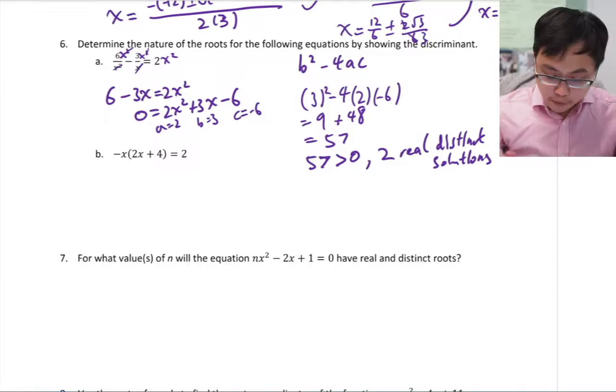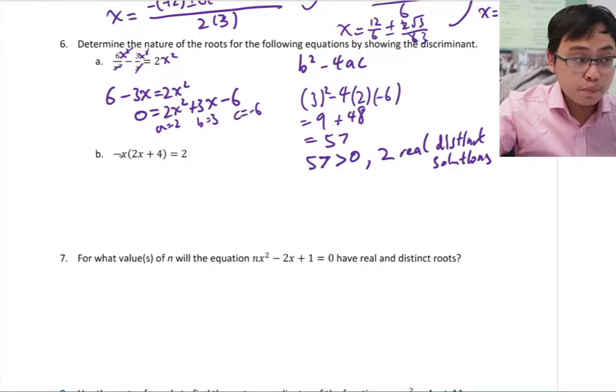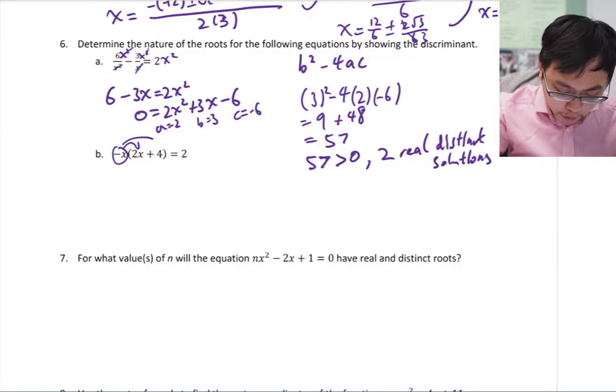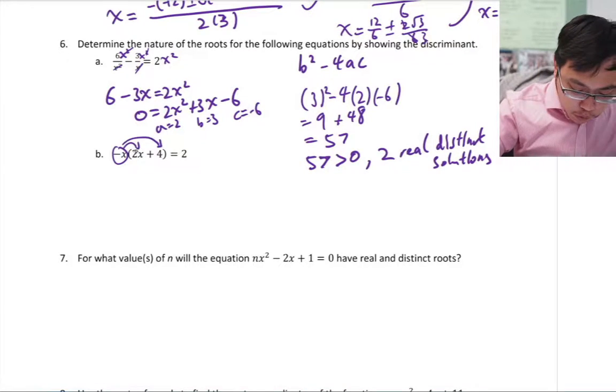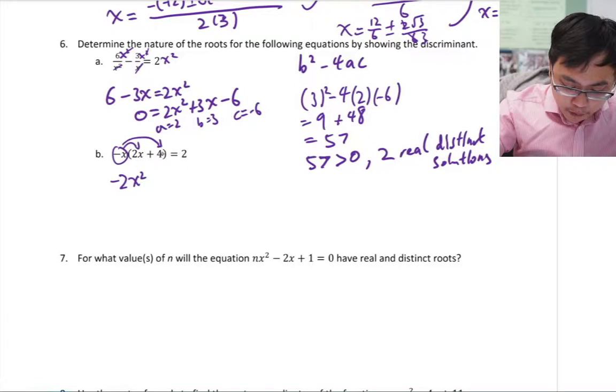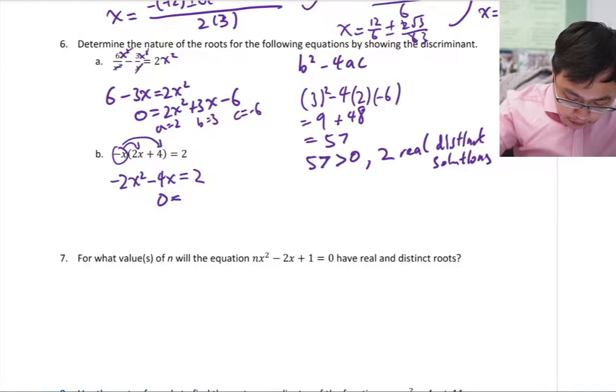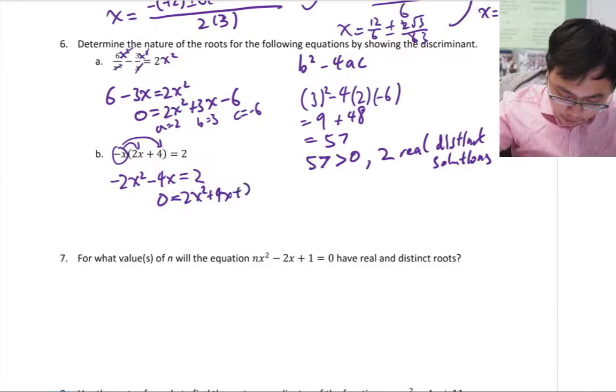Okay, second one, let's have a look. We need to expand this bracket. We need to remove the bracket by multiplying minus x squared into both of these terms. So 2x times negative x will be negative 2x squared. Negative x times 4 will be minus 4x. And then that is equal to 2. I'm going to bring these two terms back to the other side so that all the terms become positive. So we have 0 is equal to 2x squared plus 4x plus 2.